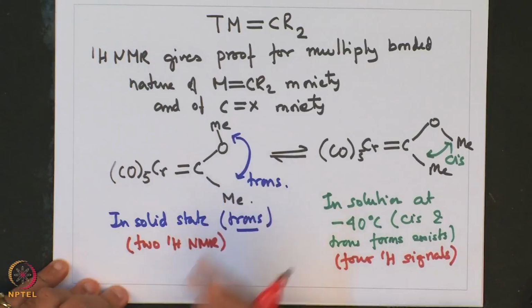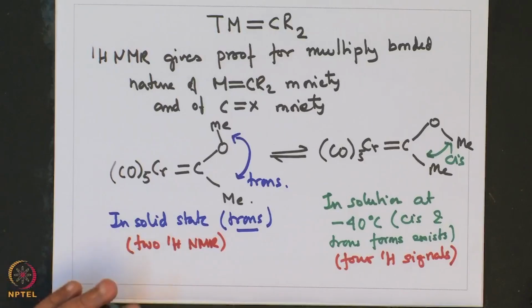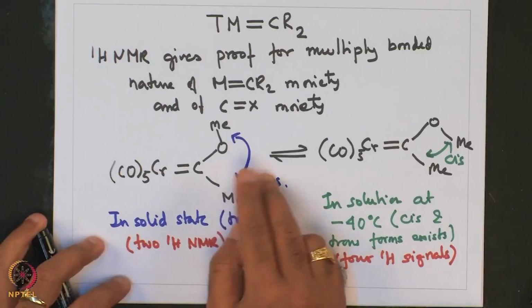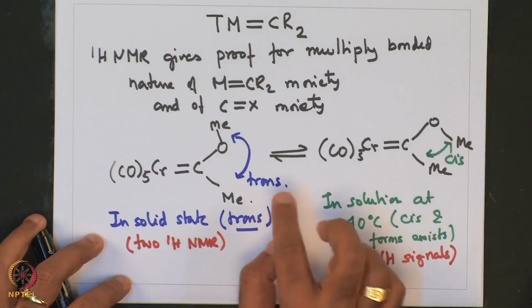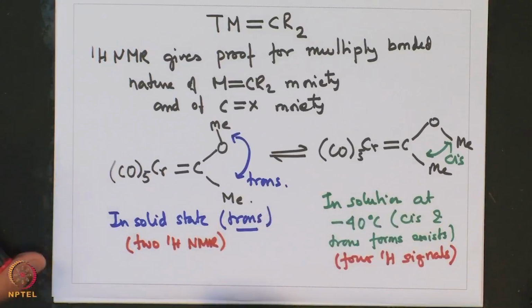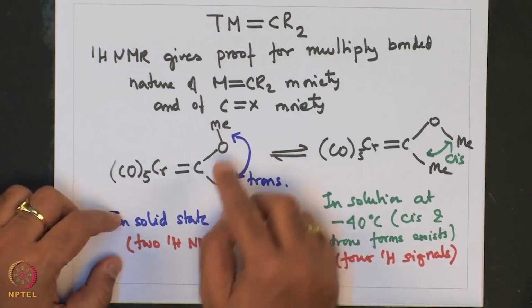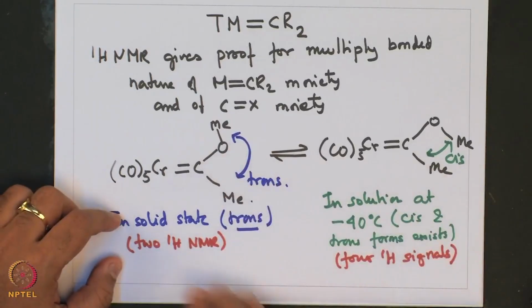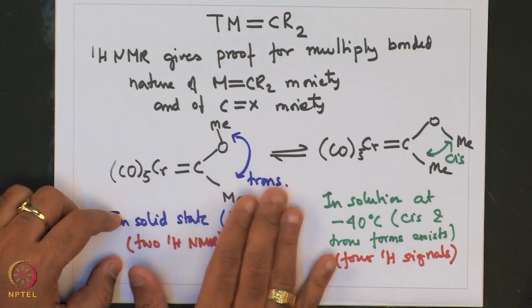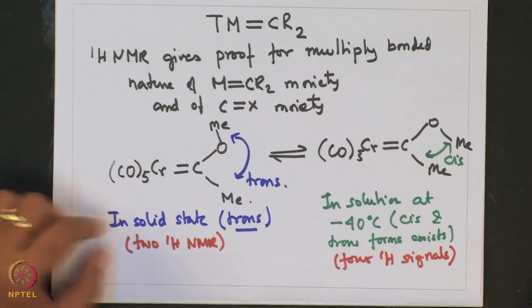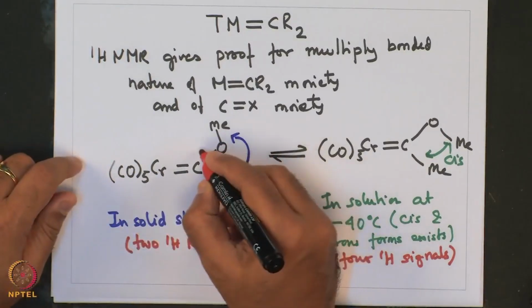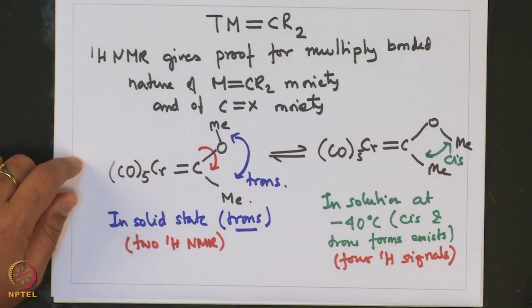If one were to record NMR of it, but in solution they sort of interchange between cis and trans. Now, this is a very important observation, that in solid state you have only trans form exclusively, whereas in solution you have both the forms cis and trans. What does that imply? That implies that there is a rotation along the CO bond.